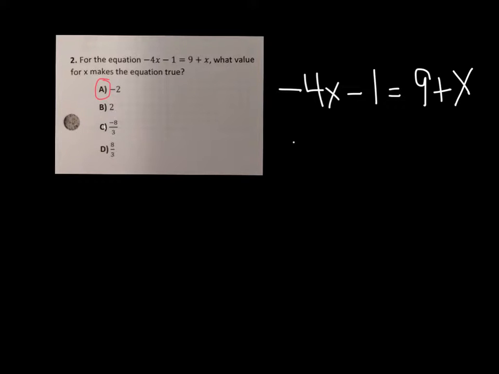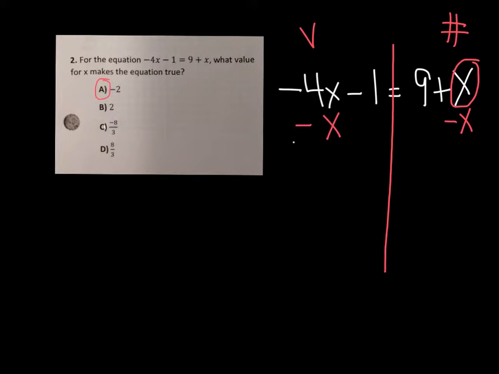On number 2, this was an equation, so you needed to write out your equation and then decide which side you want the variables on and which side you want the numbers on. Once you've decided that, you can start to move things. So this variable is in the wrong place, so I need to take it away from this side. Whatever you do to one side, you must do to the other. x minus x equals 0. And then negative 4x minus x equals negative 5x.